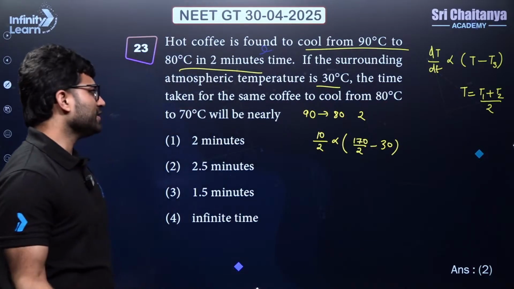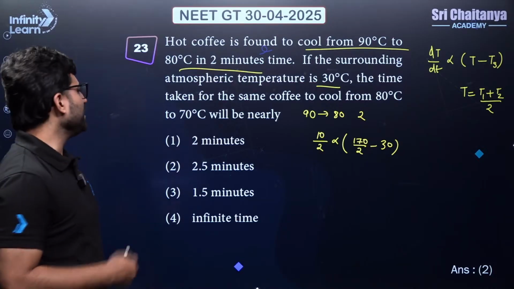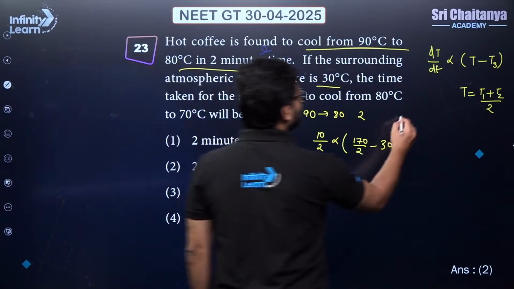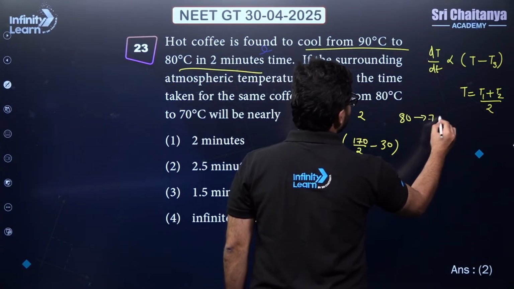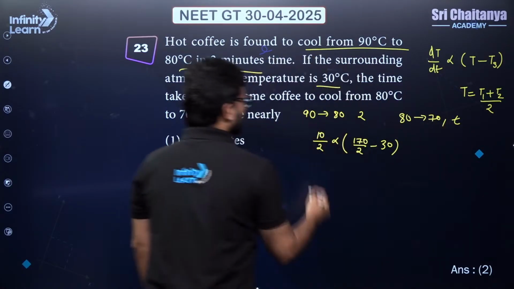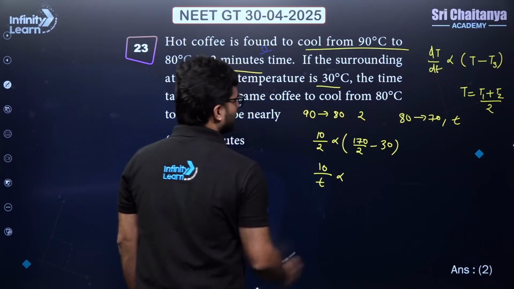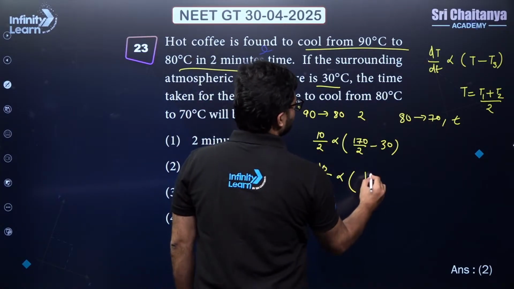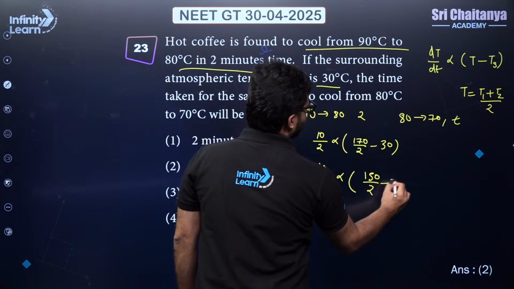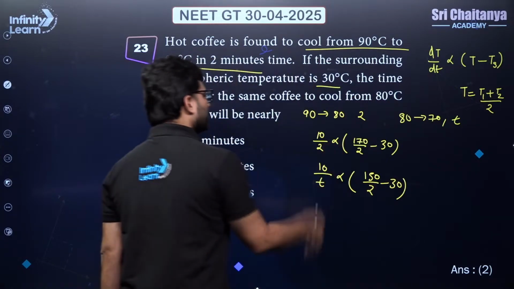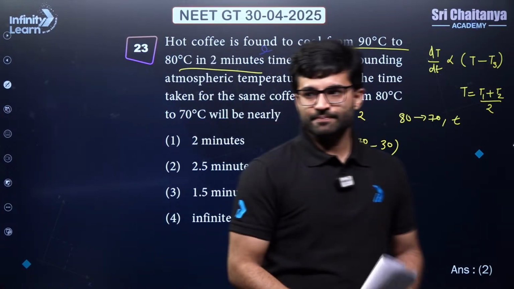The time taken for the same coffee to cool from 80 to 70 is, again for the second case you have 80 to 70 and you have to calculate the time. So 80 to 70, again the change is 10, time let's say is t, is directly proportional to 80 plus 70, that is 150 by 2, minus 30. Now you take the ratio of both of them, you will get the time, right? Clear?